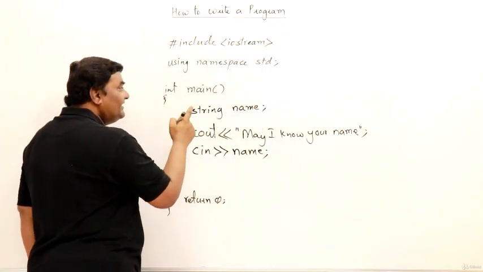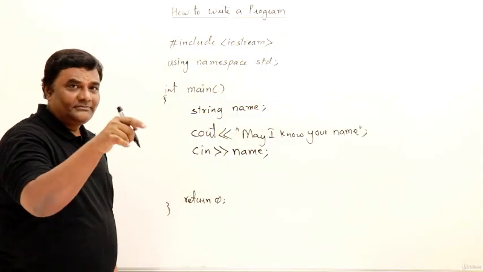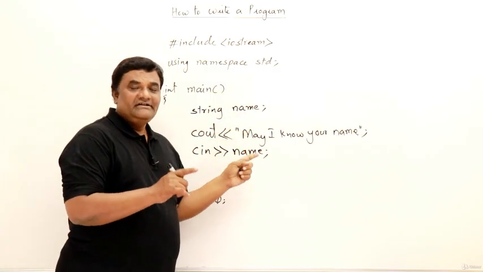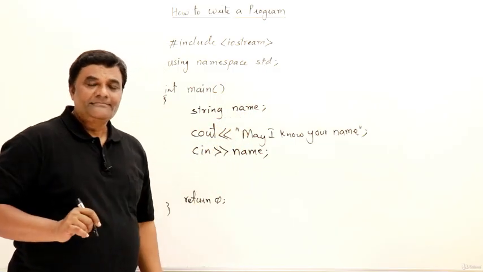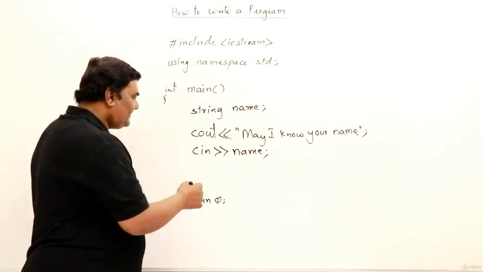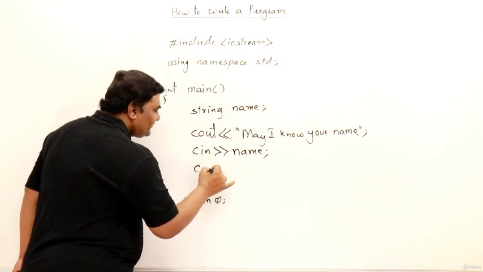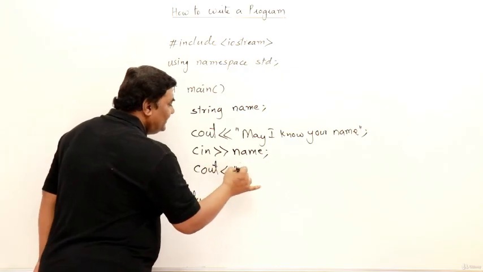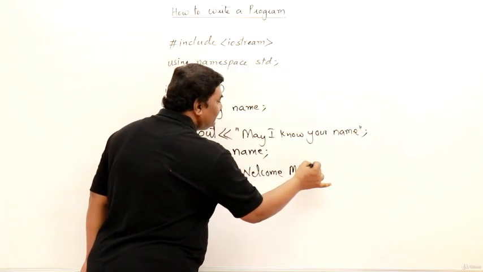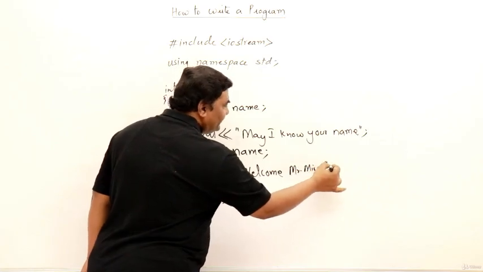So what is this string? This is the data type. We are going to learn about the data types afterwards. This is the name of a variable, so it will read the name from the keyboard. Now next I should give a message: Welcome Mr. So-and-so. For that I should write cout welcome Mr. or Miss, followed by your name.